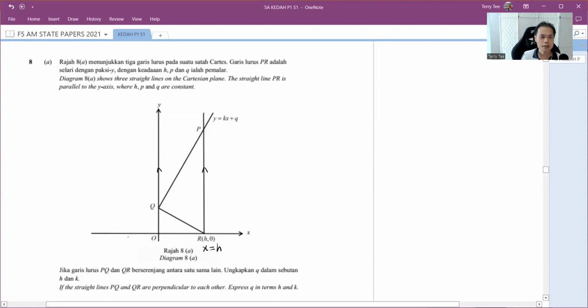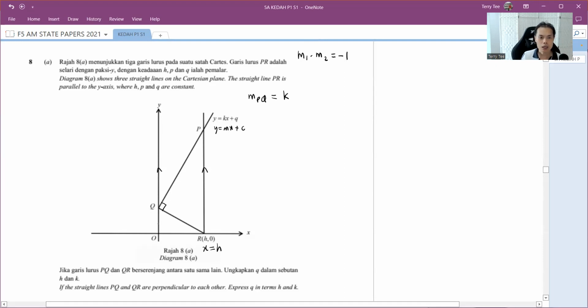They're given that PQ and QR are perpendicular to each other. Express q in terms of h. Now we know when two lines are perpendicular, the gradient m1 times the gradient m2 equals -1. But first of all, I need to find the gradient of PQ. Based on this equation, y equals mx plus c, what is your m? Your gradient of PQ, m, is now k.